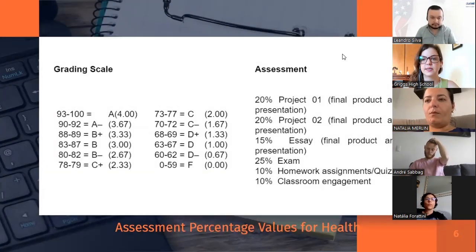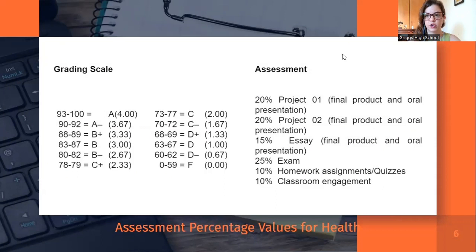Okay, this is the assessment chart for health. And this is something that you cannot change. So in health, we have 2 projects, project 1 and project 2, each one worth 20% of the grade. The result of the project is the final product and an oral presentation presenting the project. Notice that there are no reports. No reports necessary, okay?